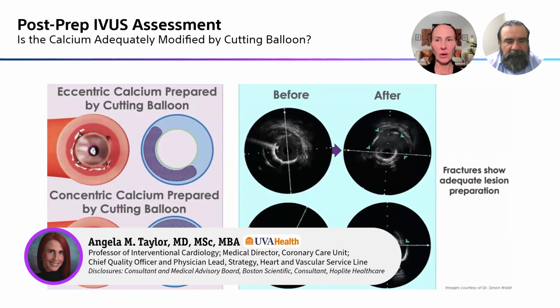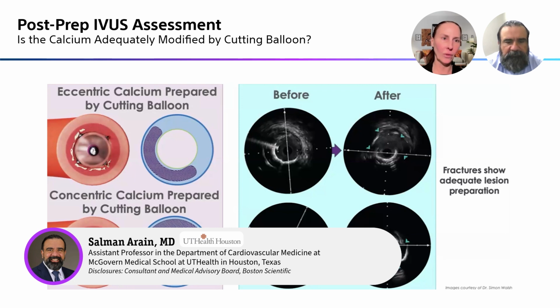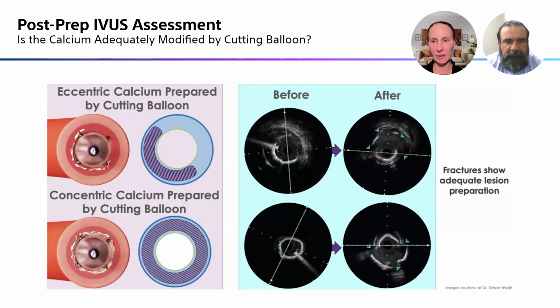All right, so let's talk a little bit about IVUS assessment. Once we've treated a vessel, how do we assess it? We're going to look here at some cutting balloon technology that Salman will talk to you a little bit later. In the top, you can see we have some eccentric calcium there. In the bottom, we've got concentric calcium.